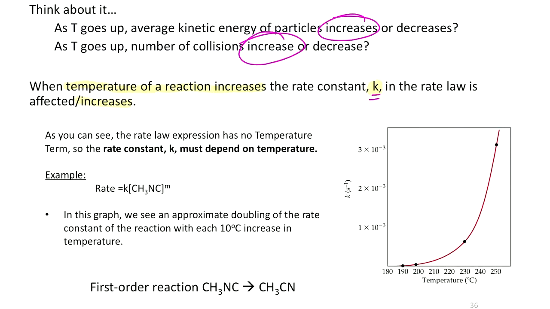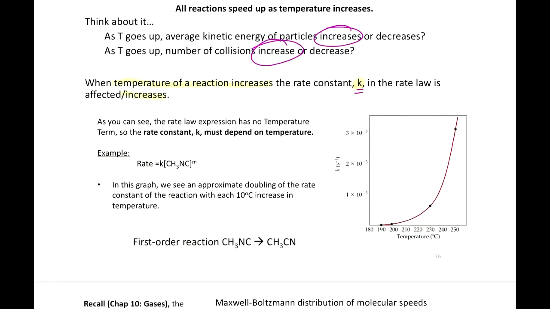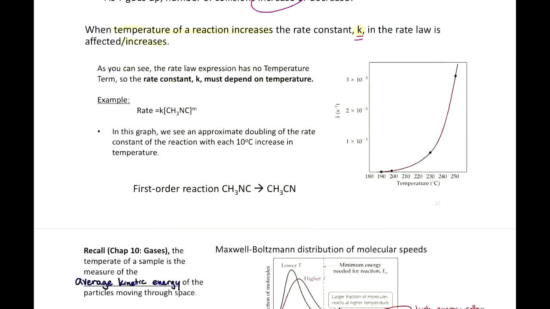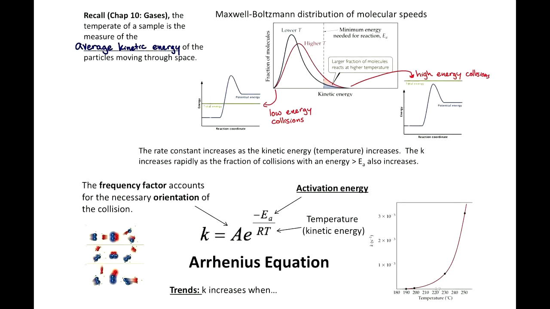We see an approximate doubling of reaction rate or rate constant for every 10-degree increase in reaction temperature. And so we can use an equation to talk about this, and we'll see what trends happen when we increase temperature. Because yes, the trend is, okay, hot reactions go faster, but let's be a little bit more scientific about it. Okay, so let's recall gases.